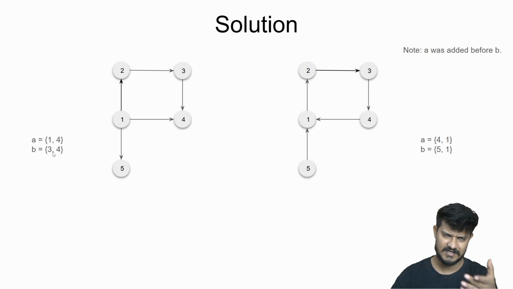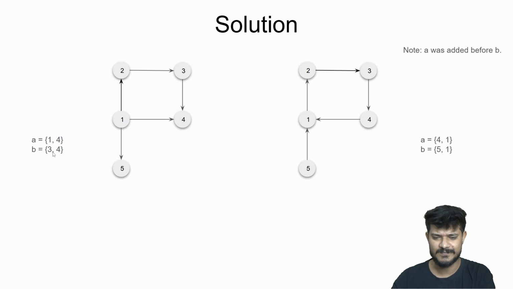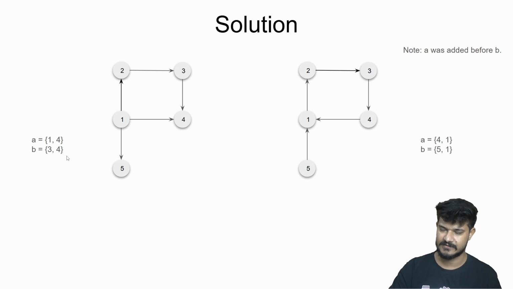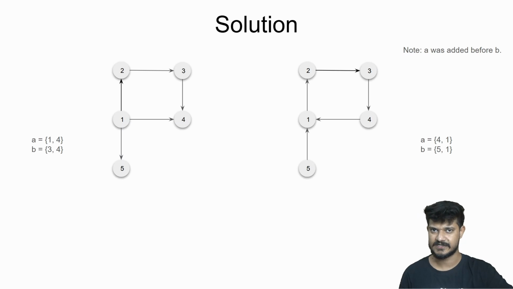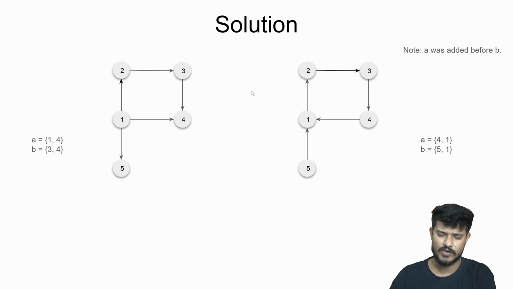It is very easy. I'll explain using the implementation, so don't worry about it. And here I have explicitly told that A was added before B, right? So edge B is added later. So we'll save edges A and B in such a way that A was added earlier and B was added later. So we know which one was added before and after, right?